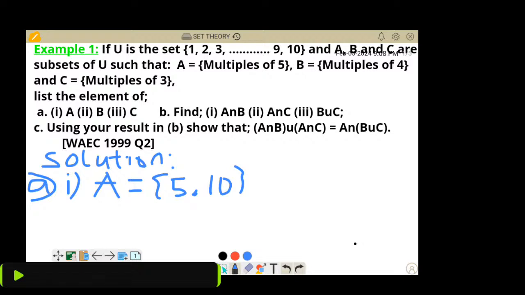And for Roman figure 2, we have B, which is multiples of 4. So multiples of 4 between 1 and 10 are 4, 8. These are the multiples of 4 between 1 and 10.